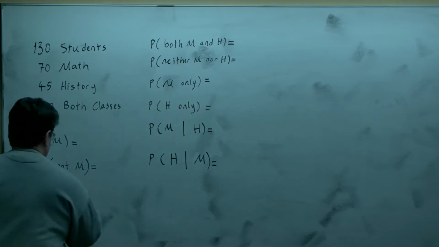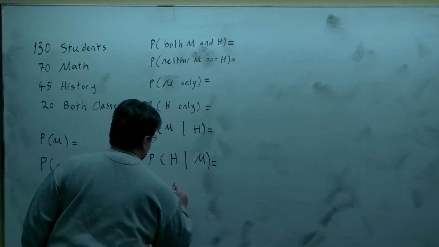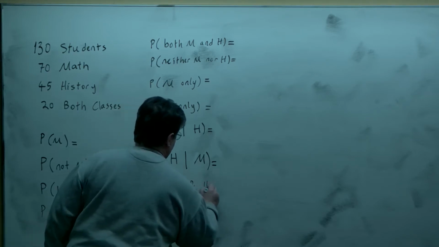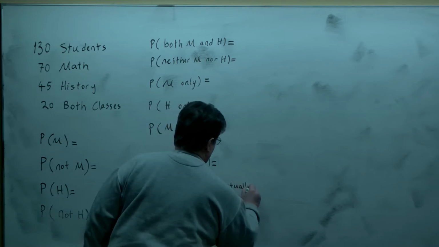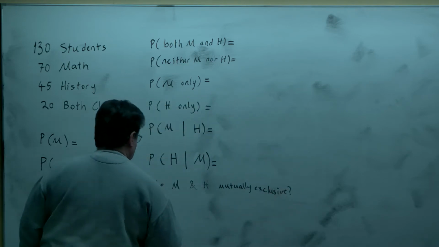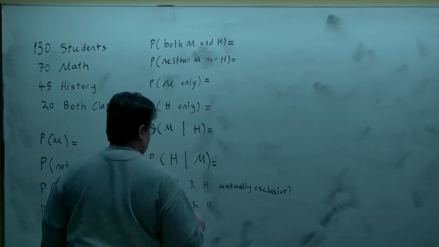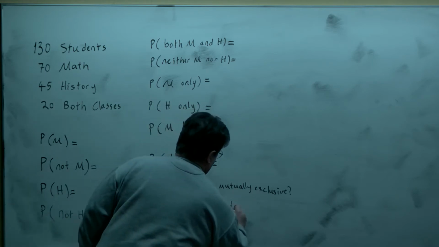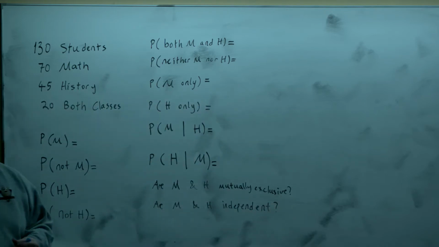And the last two questions are, are the events of taking math and history mutually exclusive? And then, are the events of taking math and history independent? So we will start by constructing the Venn diagram for this case.